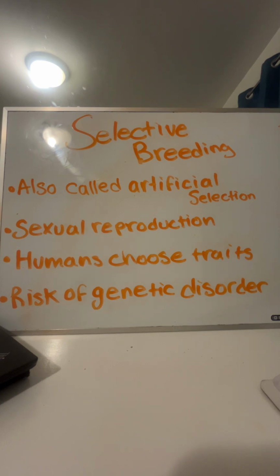A risk will be a genetic disorder because there is a lack of diversity. Since you're selecting the traits that you want the animals to keep, they'll have a lack of genetic diversity since they will mostly all be the same, which can cause a genetic disorder.